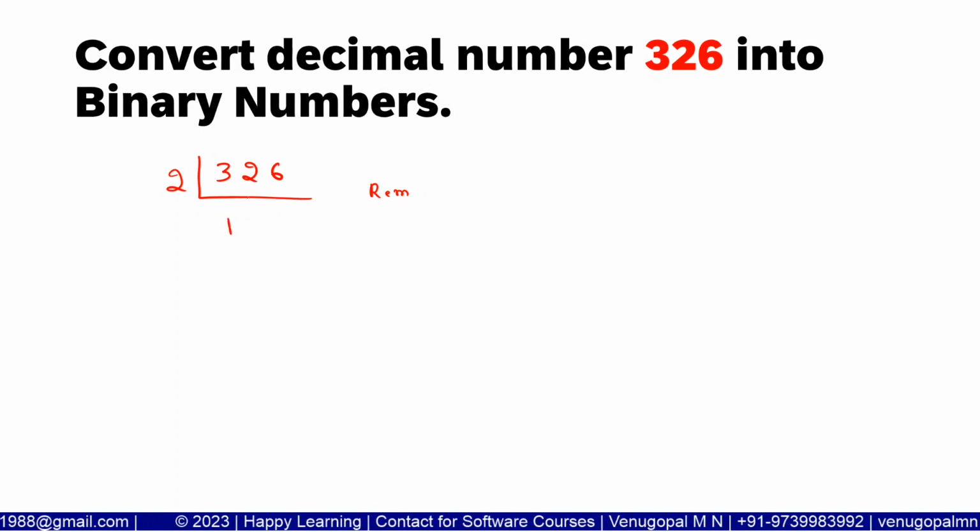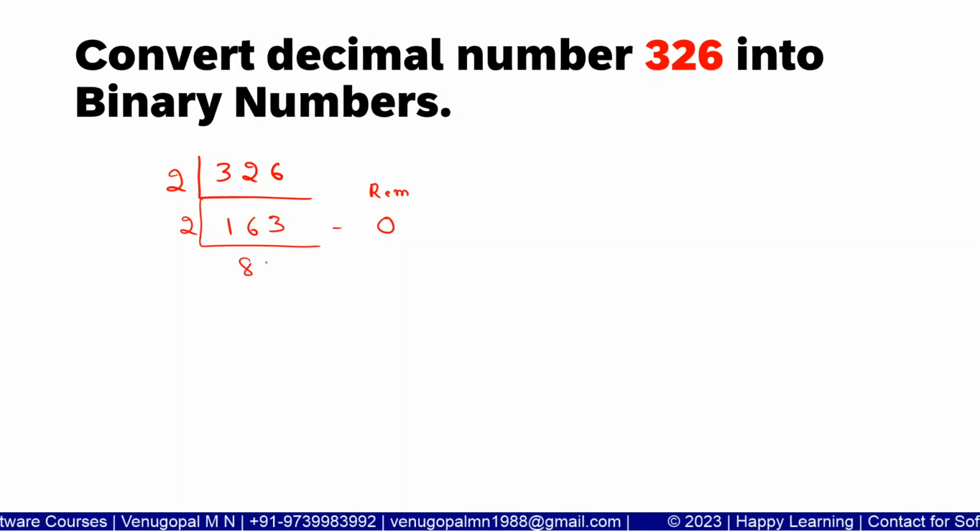So 2 1s are 2 and 12 is left. 2 6s are 12 and 2 3s are 6. And what is the remainder? 0. Correct. So similarly, the quotient is non-zero. The current quotient is 163. Repeat the process. 2 8s are 16 and 2 1s are 2. Remainder is 1. So now 81 is left.